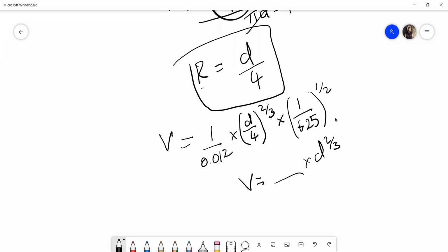One divided by 0.012 into D to the power 2 by 3 divided by 4 to the power 2 by 3 into 1 by 625 to the power 1 by 2. So the answer is 1.323. We can write 1.323 into D to the power 2 by 3. So this is the velocity that we got.